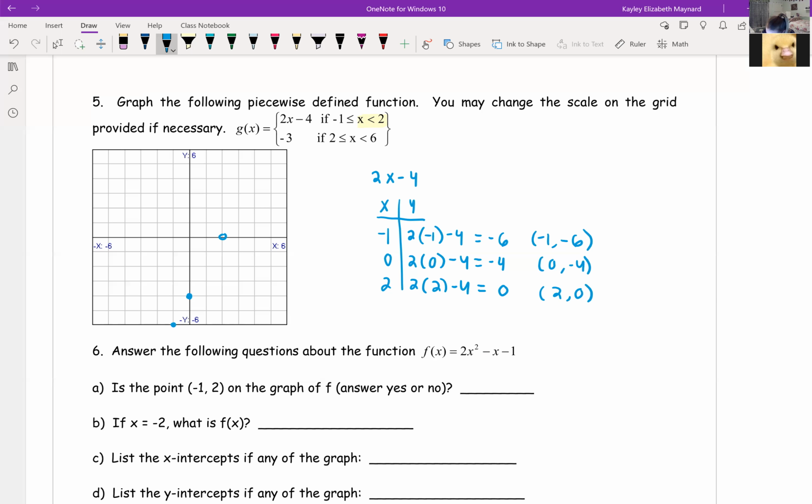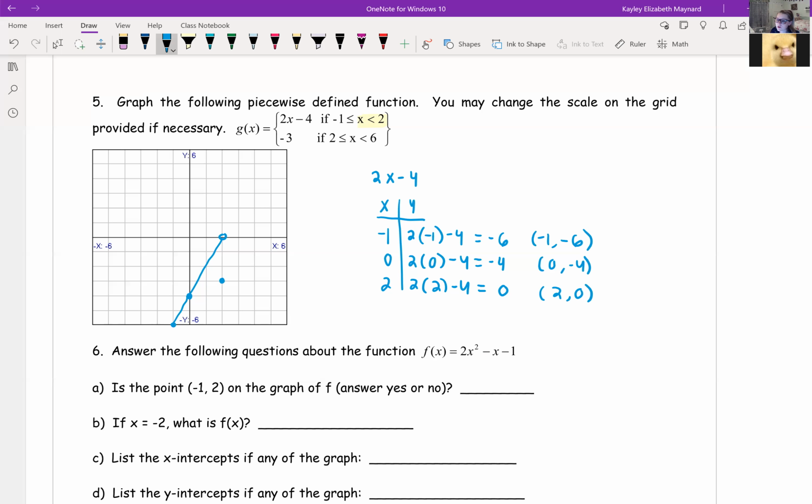So then I'm going to try and make a nice line here. Okay, good enough. And so now that's my first piece of this function. So now to do my next one, it's -3, where x is greater than or equal to 2, and less than 6. So remember that graphing -3 just looks like the horizontal line at y equals -3. But I only need to graph it from where x is 2 to where x is 6. So to go ahead and do that, at 2, I know that it's -3.